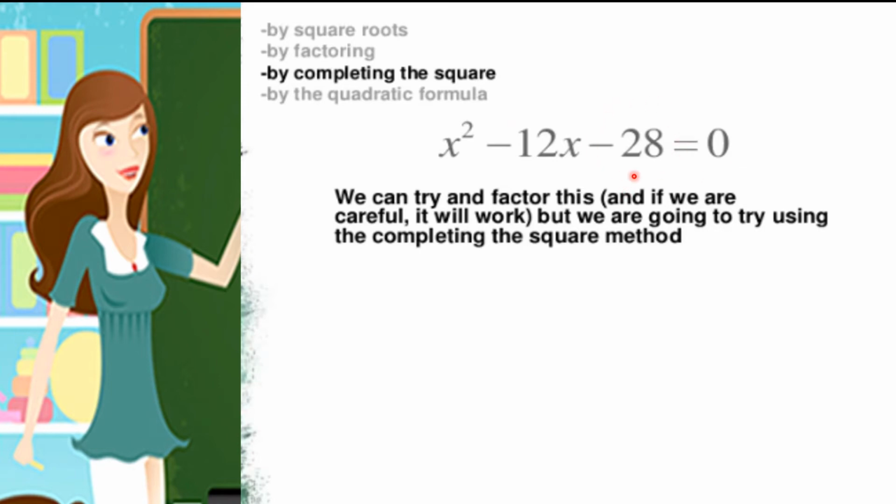Kasi yung negative 28, ang factor nito na pag pinag-add or subtract, ang sagot ay negative 12, ay 14 times 2. Yung negative 14 at saka positive 2. Kasi pag pinag-times silang dalawa, ang sagot ay negative 28. At pag pinag-add mo yon, negative 14 plus 2, the answer is negative 12. Kaya pwede siya sa factoring. Pero let's try if the completing the square, ang magiging sagot ay parehas. 14 at 2 kasi ang factor nito. Okay, try natin.